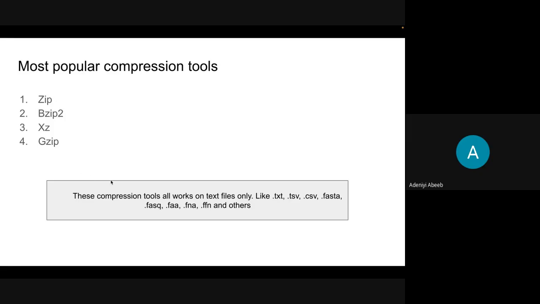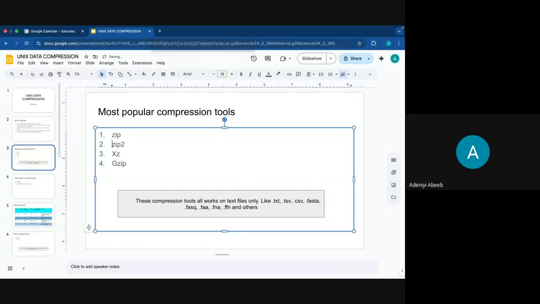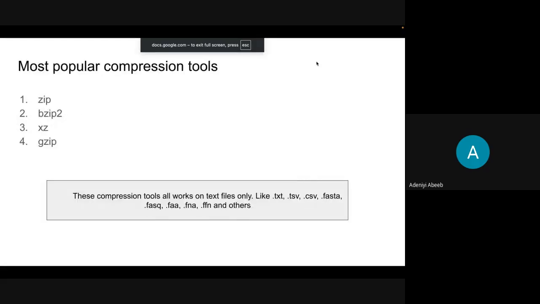Like I said, these compression tools all work on text files only, not binary files. And text files include anything with .txt, .tsv, .csv, .fasta, .fastq, .faa, .fna, .ffn, and others. So any text file you can compress with these tools. Just to tell you that these are small letters, not capital letters, so these are the tools that you'll be using. Yeah, I think we can go on.